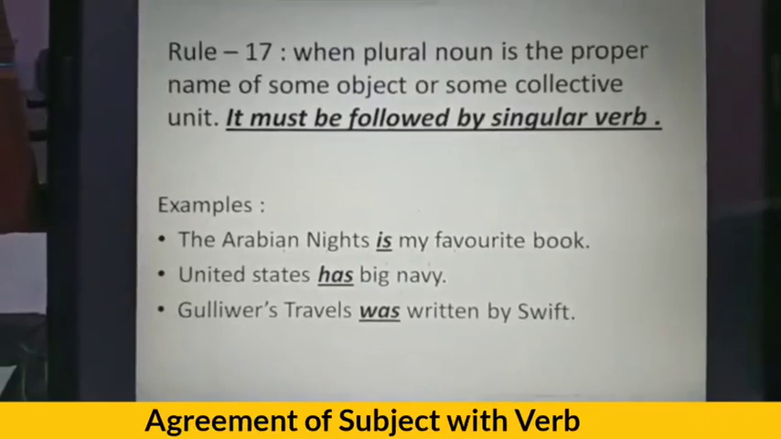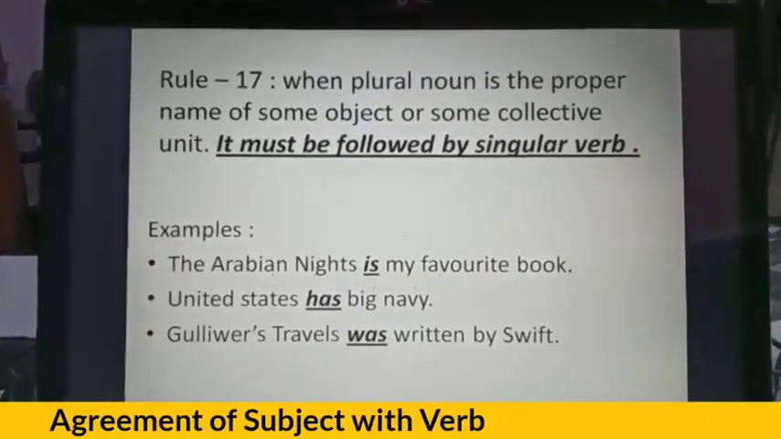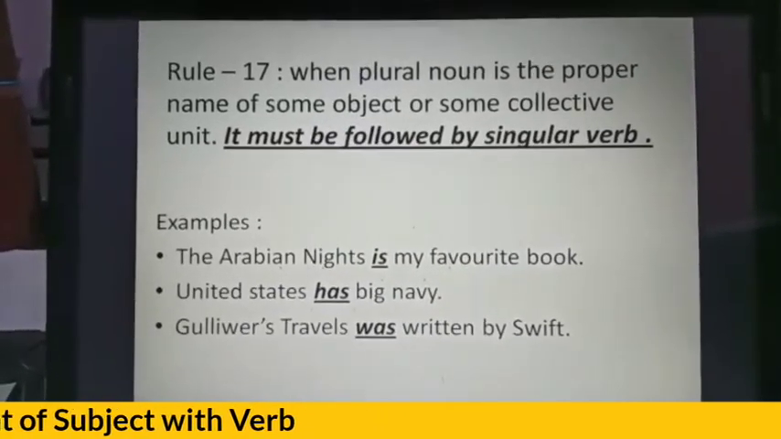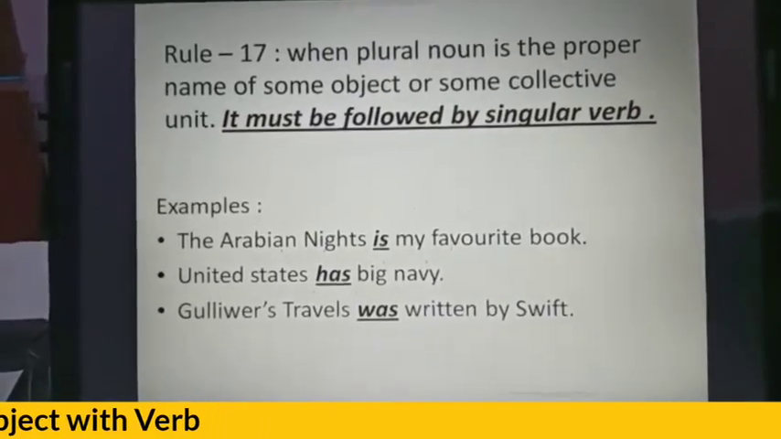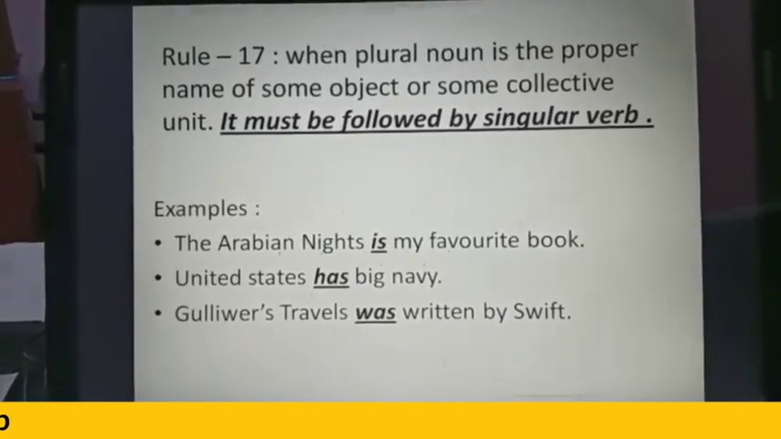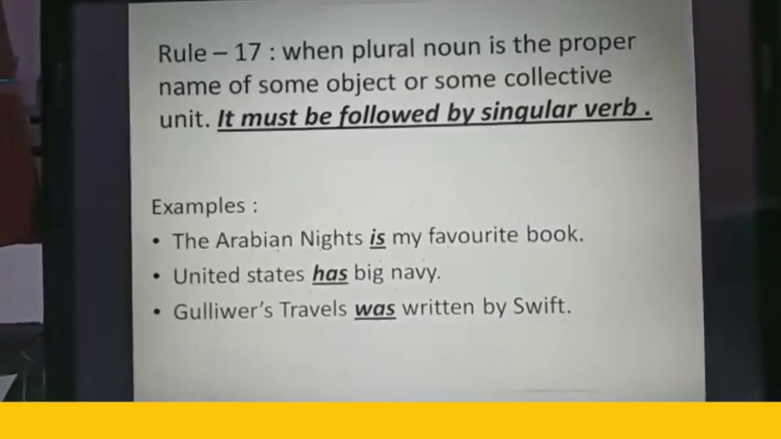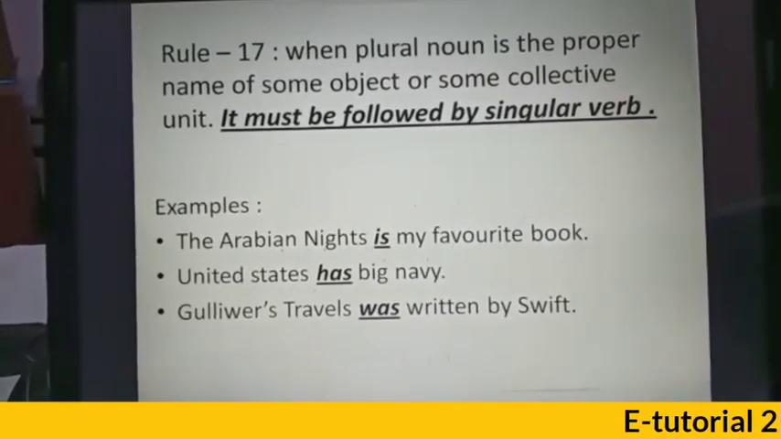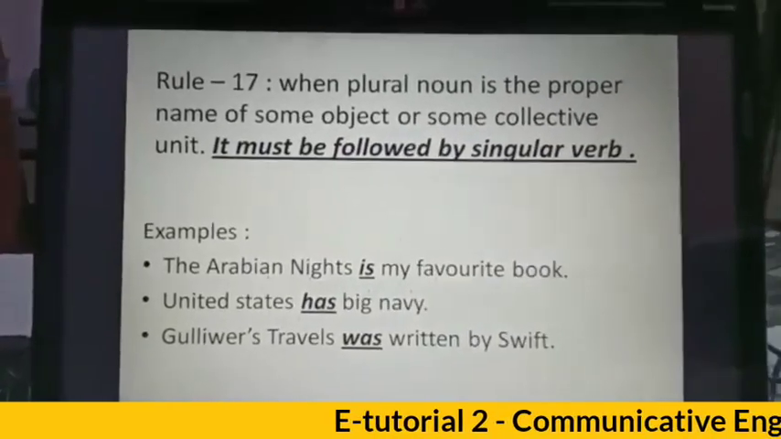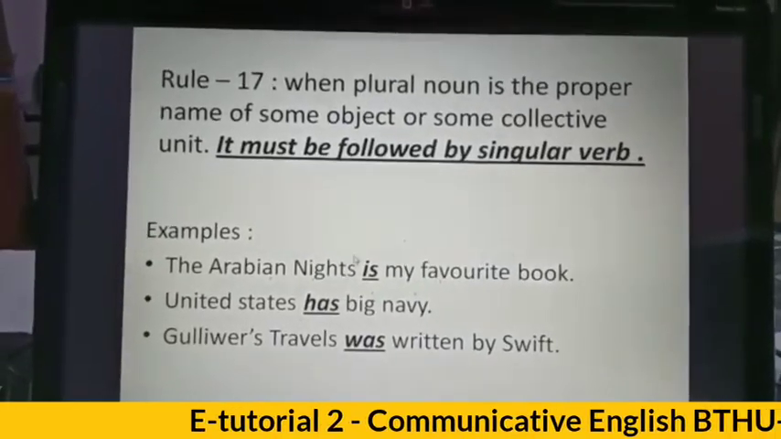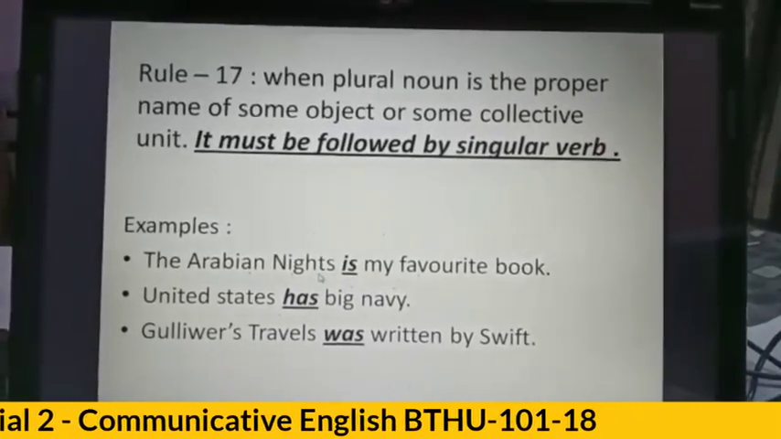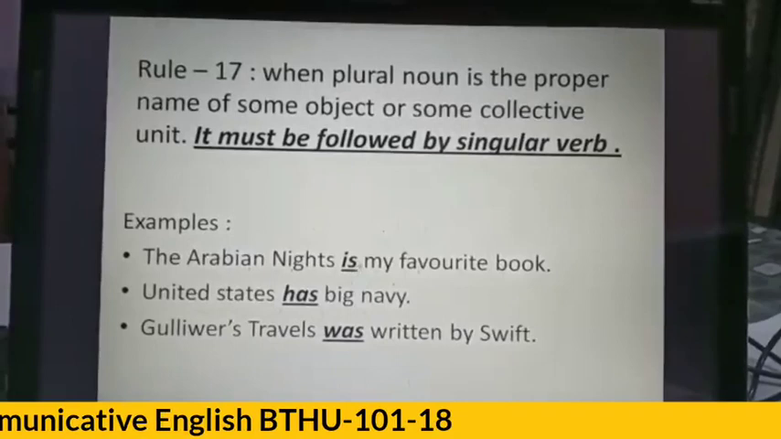Rule number 17. When a plural noun is the proper name of some object or some collective unit, it is always followed by a singular verb. It means that a plural noun, if it is the proper name of something, like the Arabian Nights, which is the name of a book. The word Nights is plural in form, but the Arabian Nights itself is a complete unit. This is the name of the book and this is one book. So one object, the Arabian Nights, agrees with a singular verb.